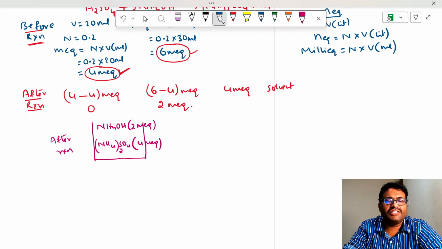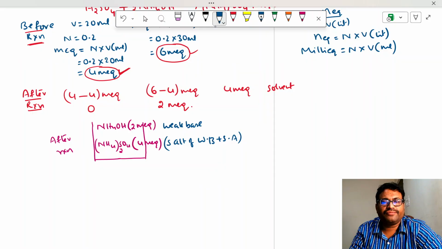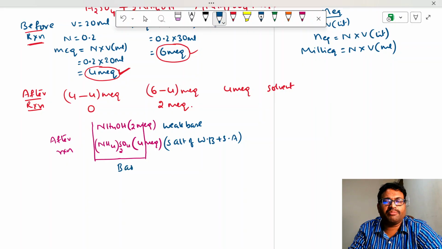So now what is this? This is a weak base, and this is what? Salt of weak base with strong acid. What is that strong acid? H2SO4. So now this can be considered as a basic buffer solution. This is the configuration of a basic buffer solution. Understood?